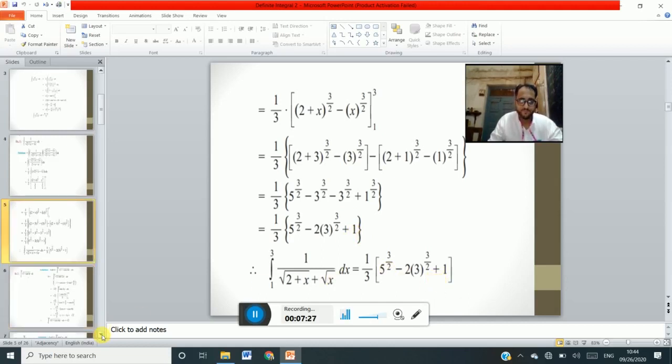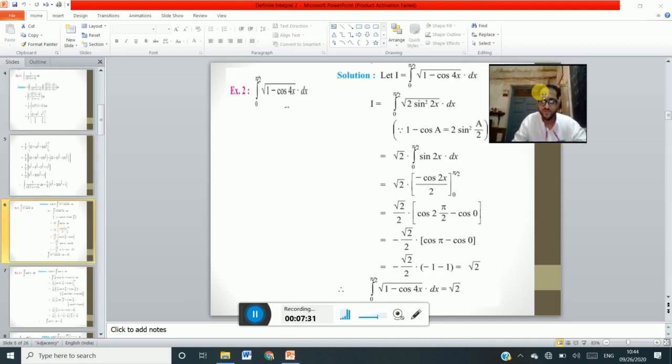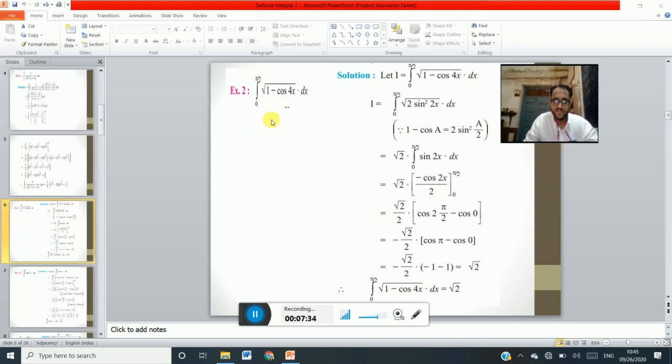Okay, then see the next example, integration from 0 to pi by 2 of root 1 minus cos 4x. Let I be the given integral, 0 to pi by 2 root 1 minus cos 4x, right? Use the result 1 minus cos 2 theta is 2 sin square theta. Therefore 1 minus cos 4x is 2 sin square 2x, using this result.